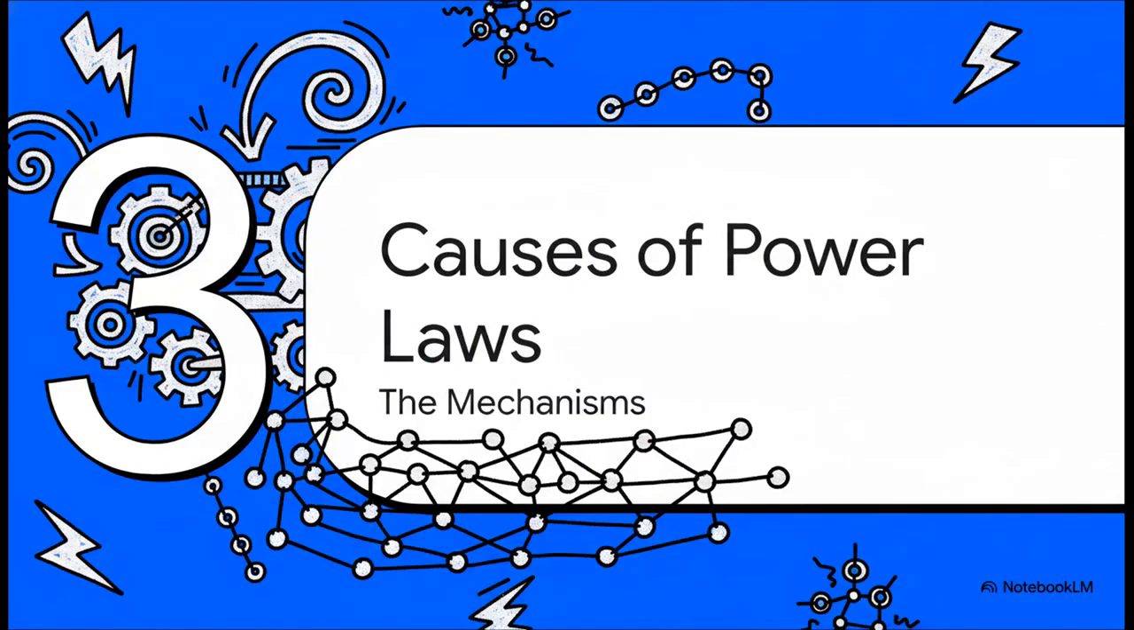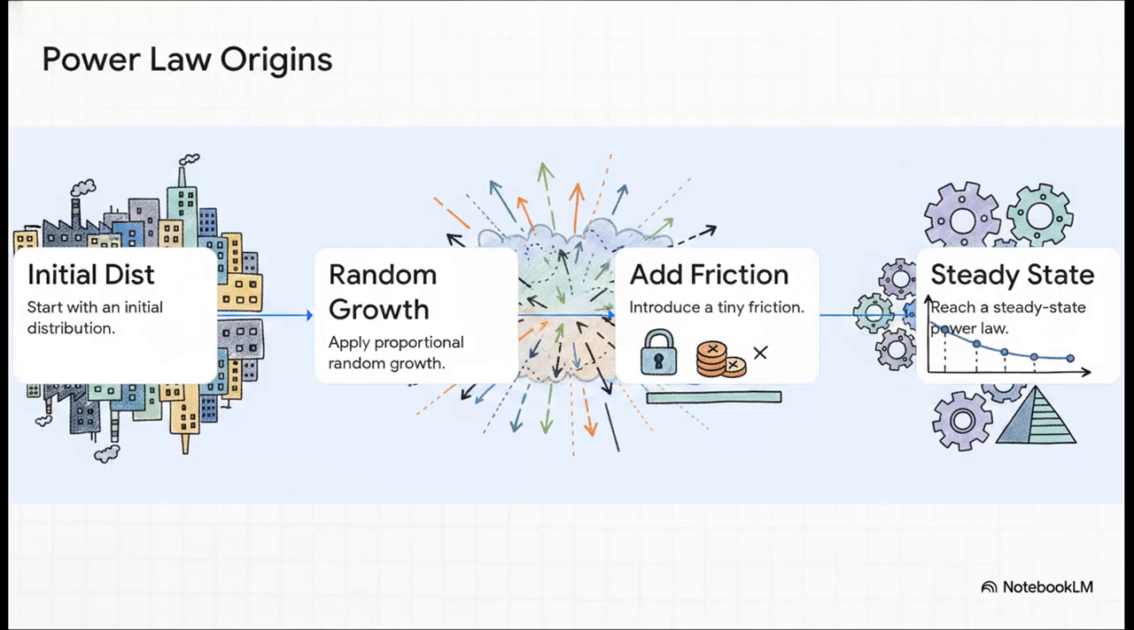Section 3. What causes power laws? So, how exactly do these identical mathematical patterns emerge in totally unrelated fields? What's the mechanical engine driving all of this? Well, it essentially boils down to proportional random growth, which is often called Gibrat's law. Walk through this mechanical process with me real quick.